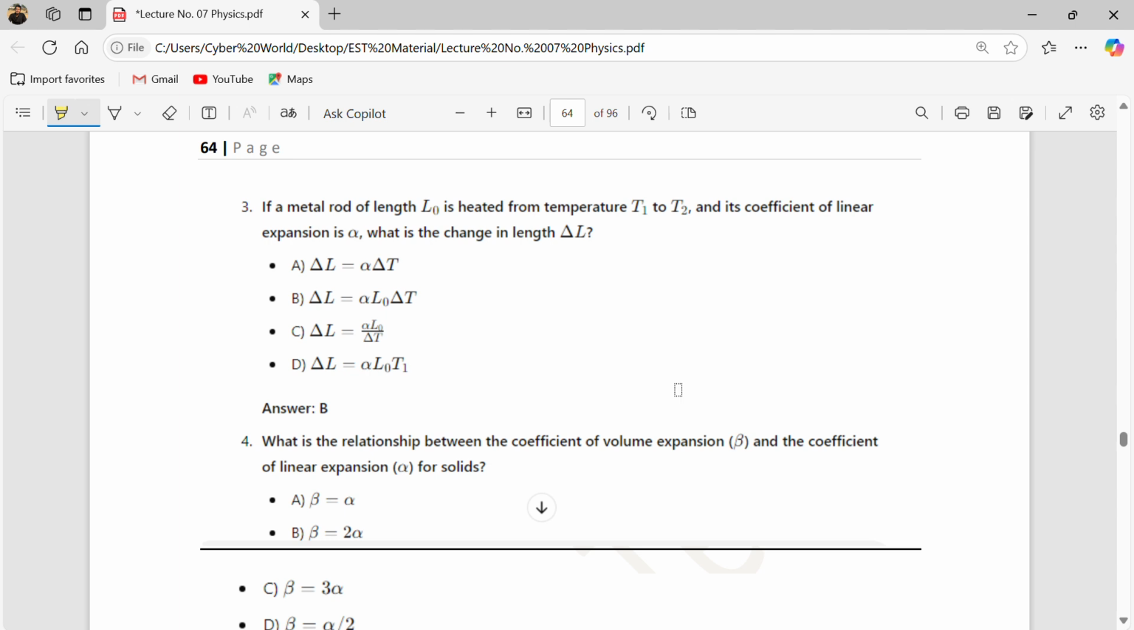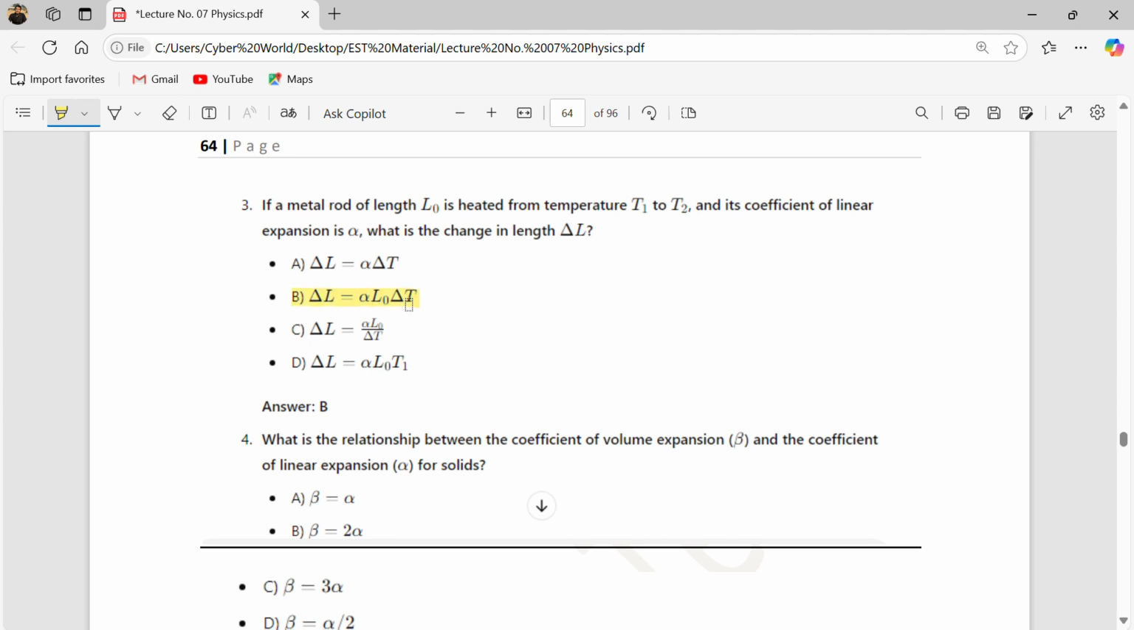If a metal rod of length L naught is heated from a temperature T1 to T2, and its coefficient of linear expansion is alpha, what is the change in the length L? There must be some linear expansion. The linear expansion, we know, is equal to alpha L naught delta T. So the correct answer is this, which is the main formula.